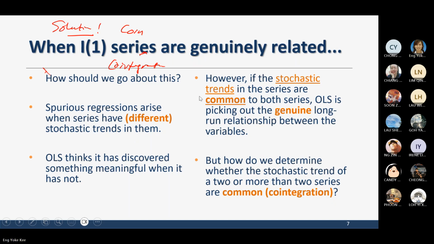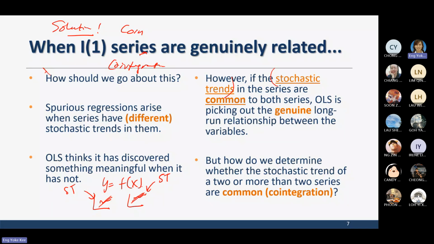What does it mean? The concept is very simple. It basically deals with the stochastic trend in the data set. Remember, when you look at the relationship between two variables, individually they have their own stochastic trend. This one is trending upward. So X and Y, your consumption and your income, are moving towards a similar direction.